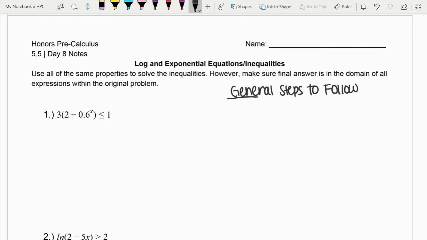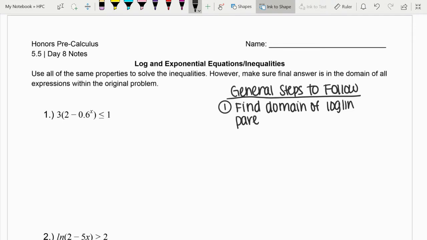All right, so our first step, if we are working with log or natural log, then you're going to find the domain of the log or the natural log. This just means that whatever is in the parentheses, we're going to make sure that it is greater than 0, because we cannot take the natural log or log of a negative number. So the parentheses needs to be greater than 0.